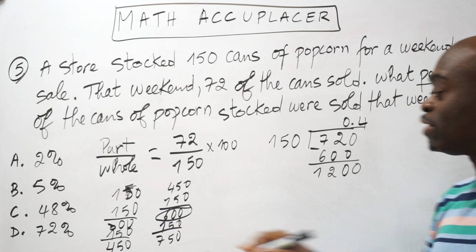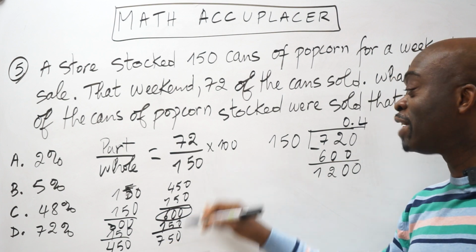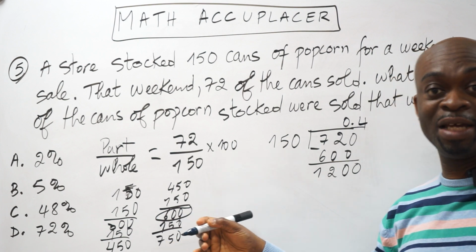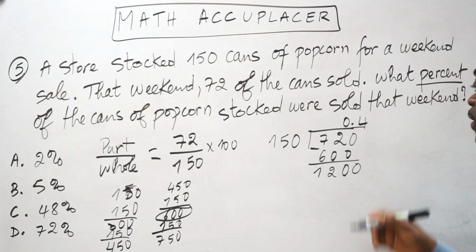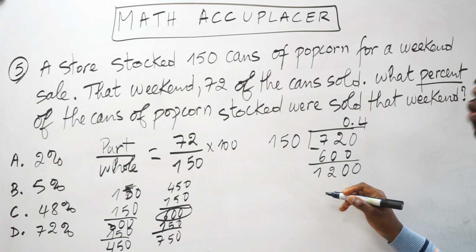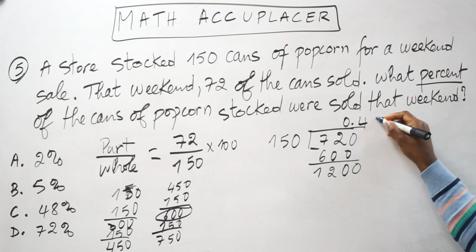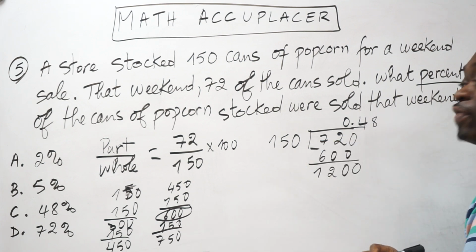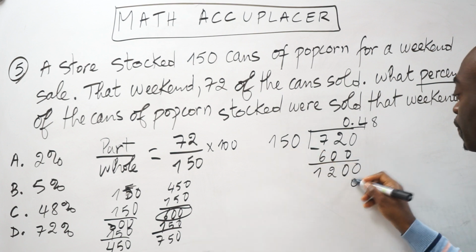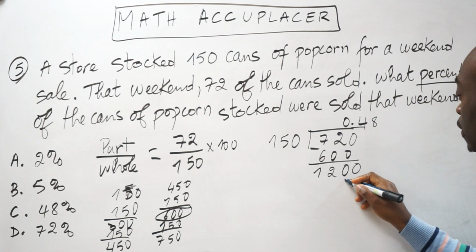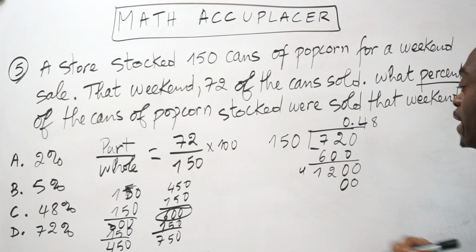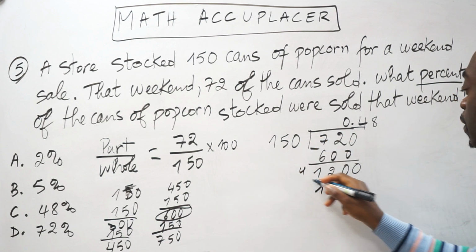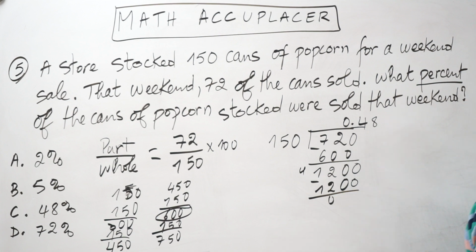Now you continue, adding 150 to know how many times it is. Or you just know your multiplication table to understand that 150 goes into 1,200 8 times, because 8 times 150: 8 times 0 is 0, 8 times 5 is 40, you carry 4, and then 8 times 1 is 8 plus 4, which is 12. So you end up with 0.48 as a decimal.